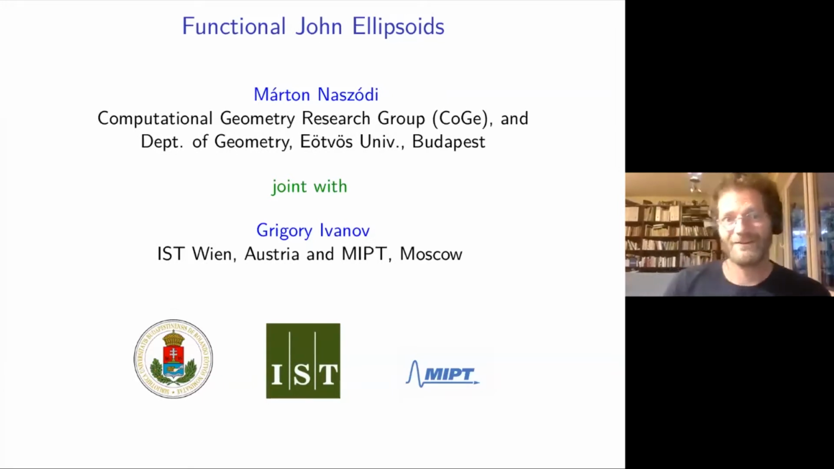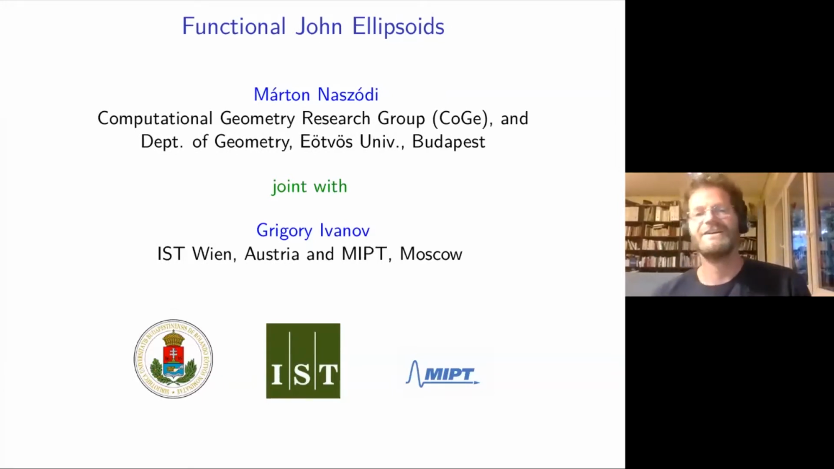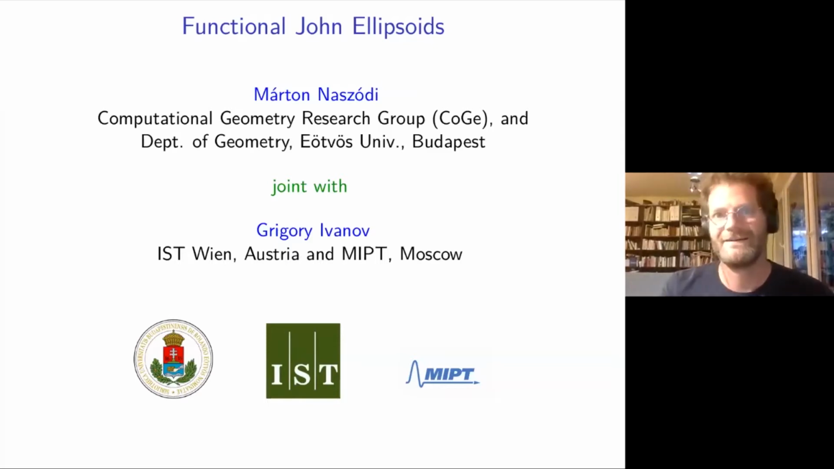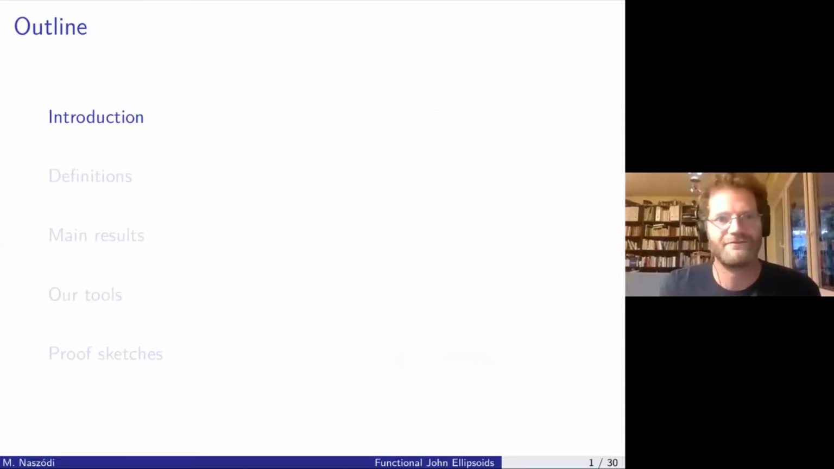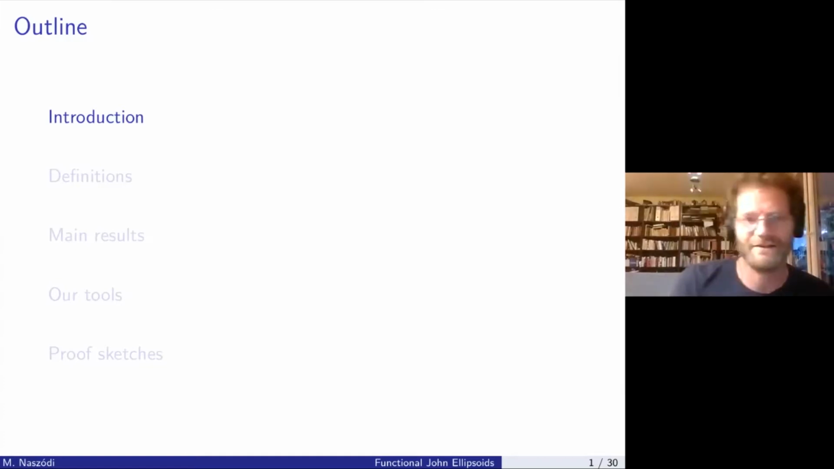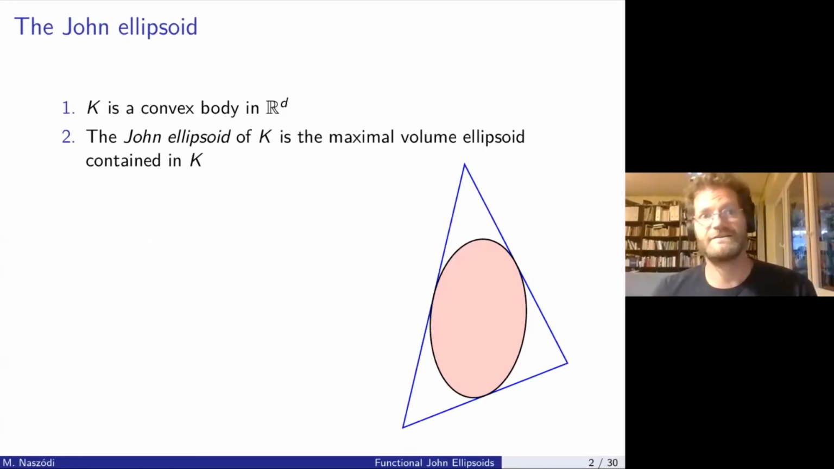So this is joint work with Grisha, and it's about the John ellipsoid. My plan is that in the first half of the talk, my goal is to speak so that everybody can follow and get something out of it. The second half will be for, say, hardcore people who are very interested in the topic, and then there will be some third half as well, but I don't know yet what. So let's start with John's ellipsoid.